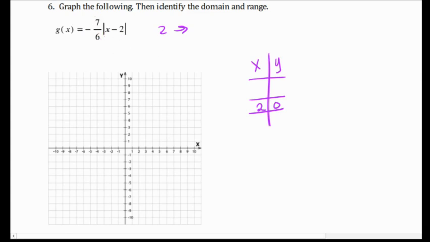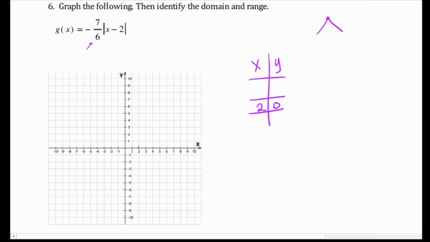Now, this negative 7/6, that gives us kind of a hint. It's our a value, and it stretches our function vertically, but it also has a negative in front of it, which tells us that there's a reflection. So instead of a V shape, it's kind of going to be this upside down V shape. And to give me some other points, I'm actually going to use this as kind of like my slope.